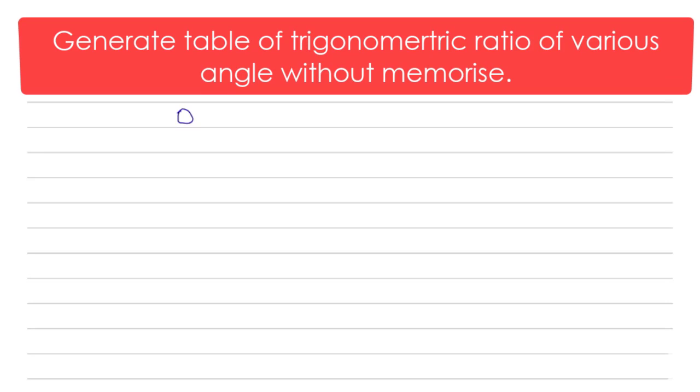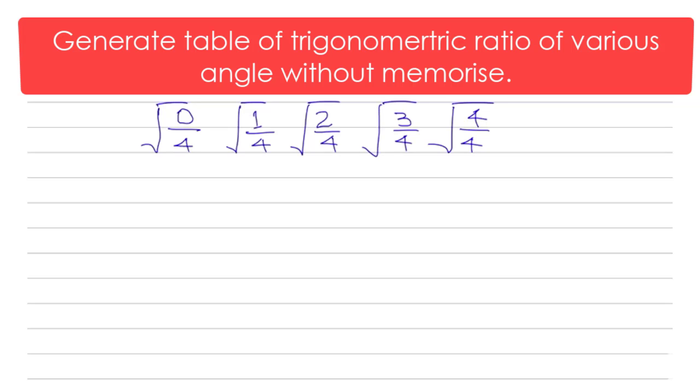Now you can generate the table of trigonometric ratios of various angles without memorizing. First you write the numbers 0, 1, 2, 3 and 4. Then divide each number by 4, and take the square root of each fraction. So we get 0, 1 upon 2, 1 upon root 2, root 3 by 2, and 1.